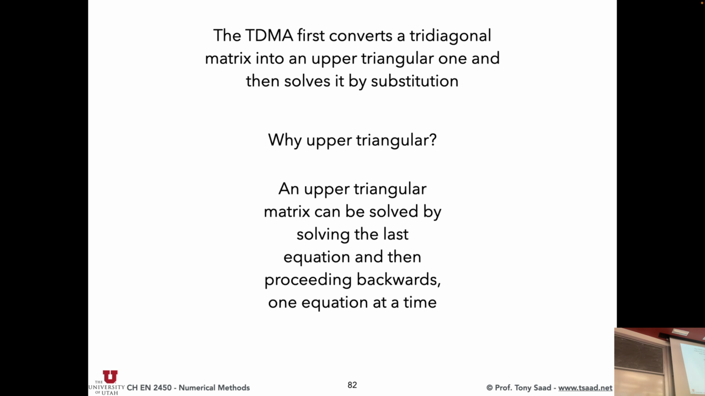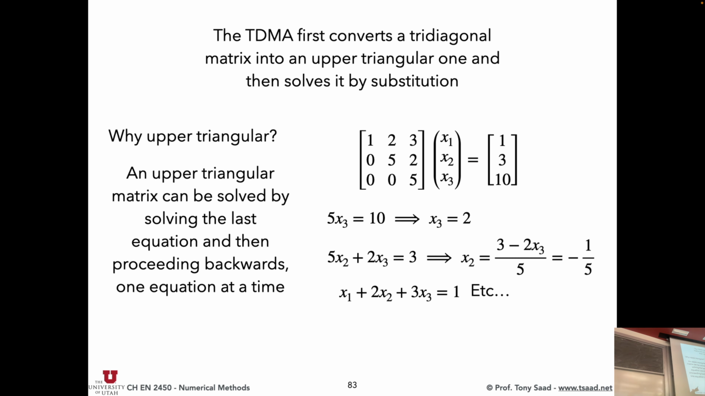So the idea of the TDMA is, first, it converts the tridiagonal matrix into an upper triangular one. Why upper triangular? Because an upper triangular matrix can be solved very quickly with backward substitution. There are flavors of the algorithm that can convert the matrix into a lower triangular matrix. It gives you the same result, but with different indexing. So here's an upper triangular matrix, right? All the diagonals above the main diagonal are non-zero, and all the elements under the main diagonal are 0. So that's an upper triangular matrix.